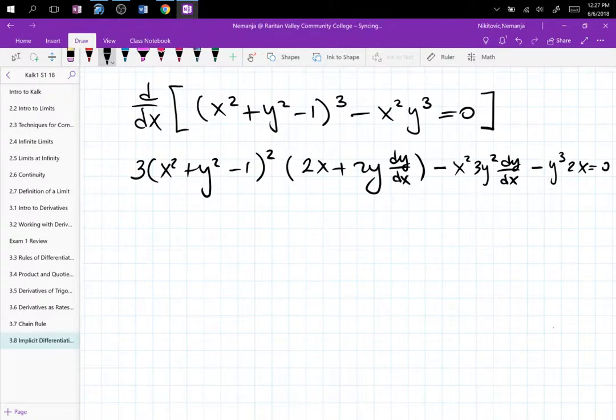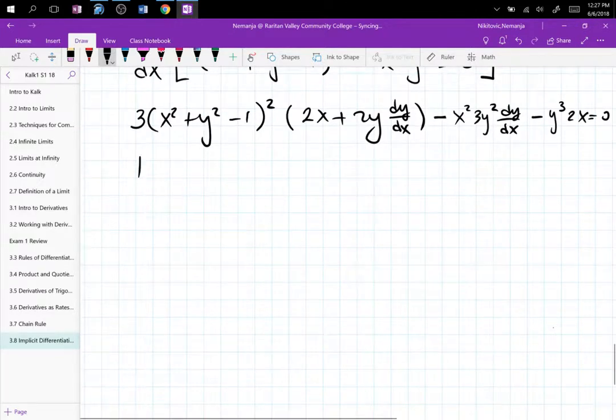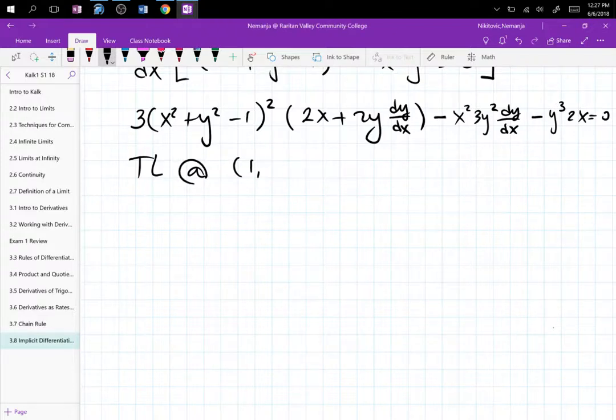Now observe this expression. This is not really user-friendly to actually fish out dy/dx equals everything else. However, if the question is asking you for the tangent line, yay, because you don't have to solve it, right? So I'm going to stop here and not actually work out the algebra to solve for dy/dx. I'm going to say tangent line at (1, 1). And this is great, because now you can plug all of these numbers in. Every x becomes 1, every y becomes 1, and every dy/dx becomes m.